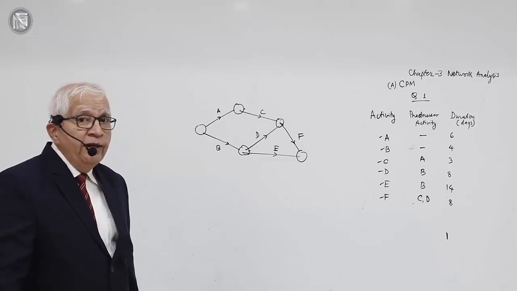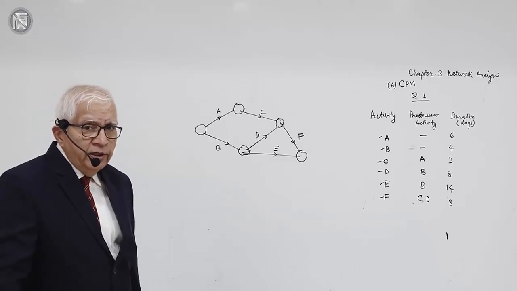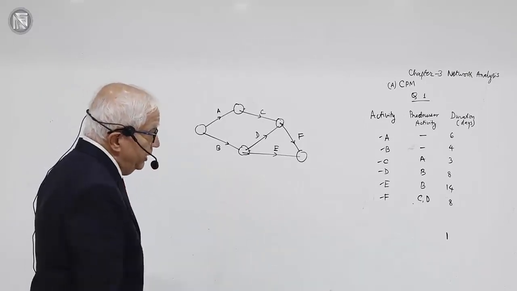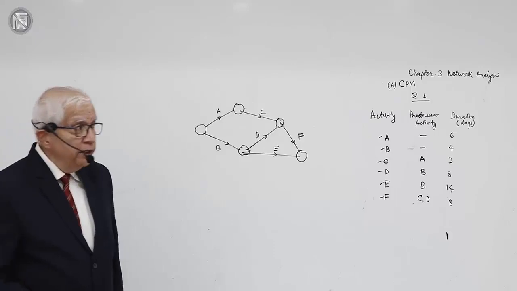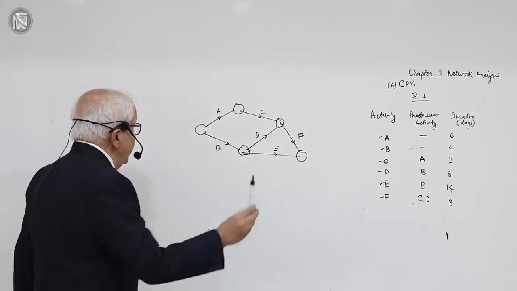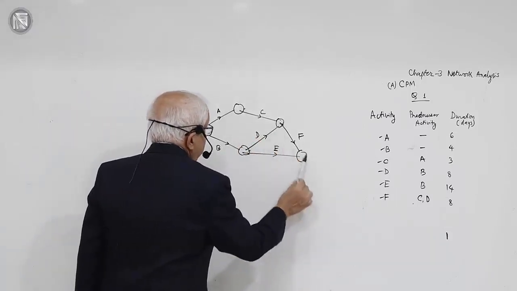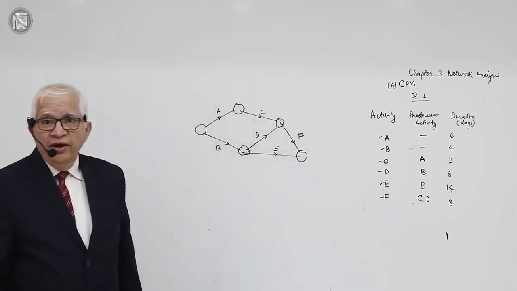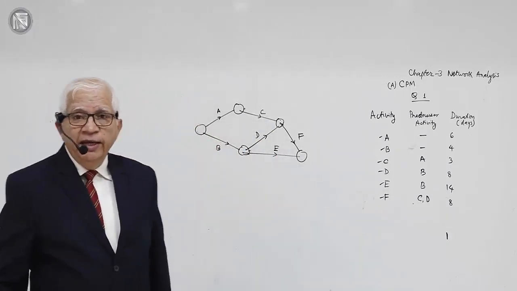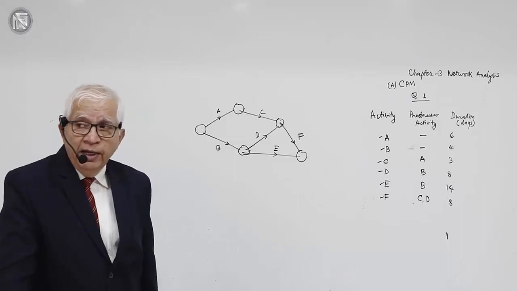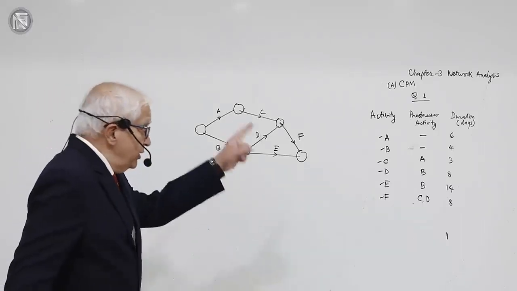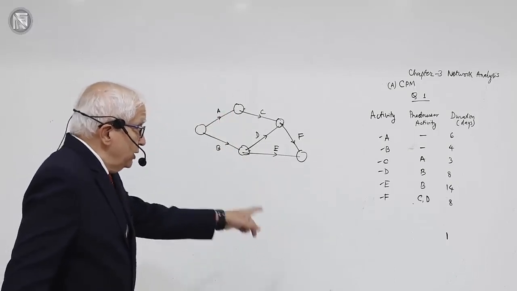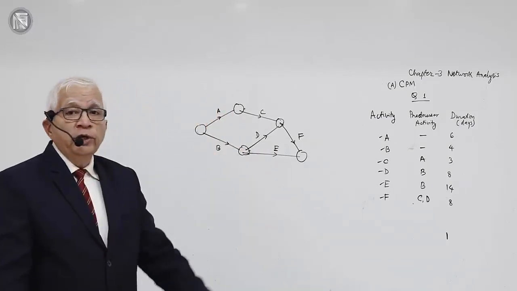And how many event circles are there? Event circles you cannot make out by looking at the table. Event circles will be known only after successfully drawing the network diagram correctly. Now see, 1, 2, 3, 4, 5. I required 5 event circles. That means there are 5 events in this network diagram, and there are 6 activities. And because of the relationships shown in the table, the network is going to look like this.